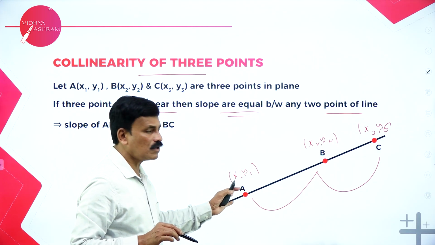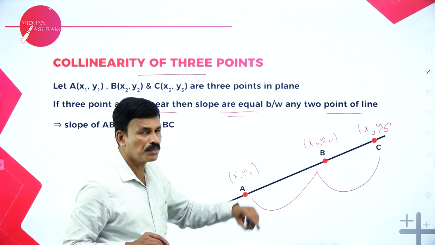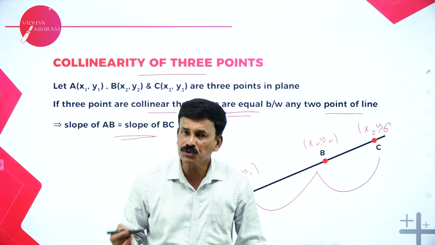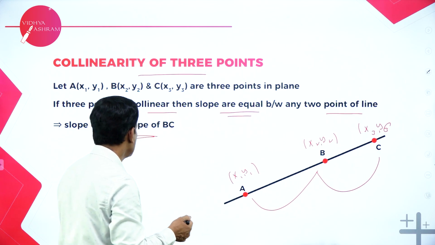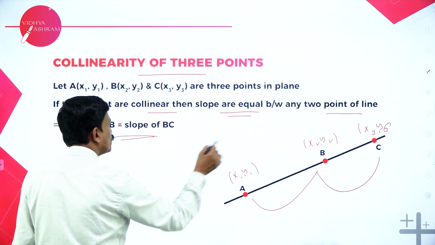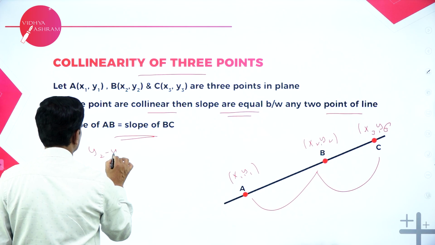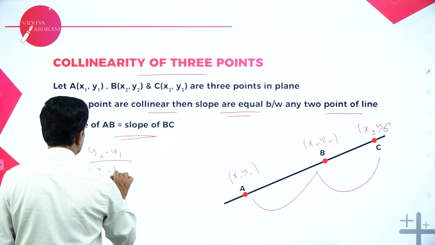In this case, the slope of AB is equal to the slope of BC. Now you know the formula to find the slope of AB. What is the formula for the slope of AB? Slope of AB is equal to y2 minus y1 divided by x2 minus x1.